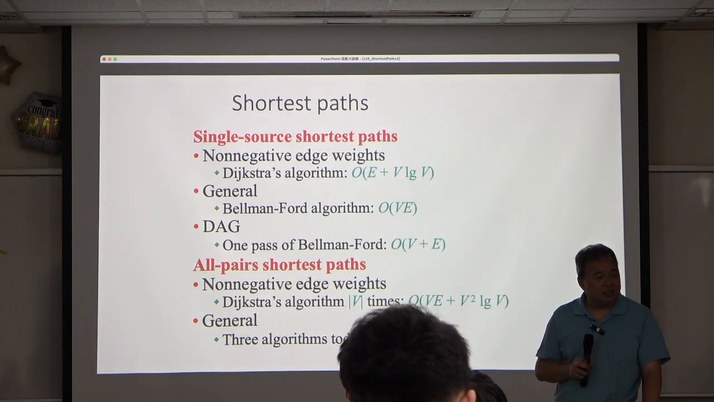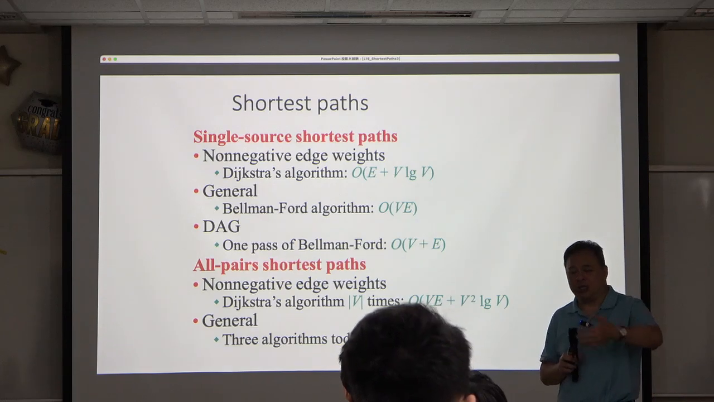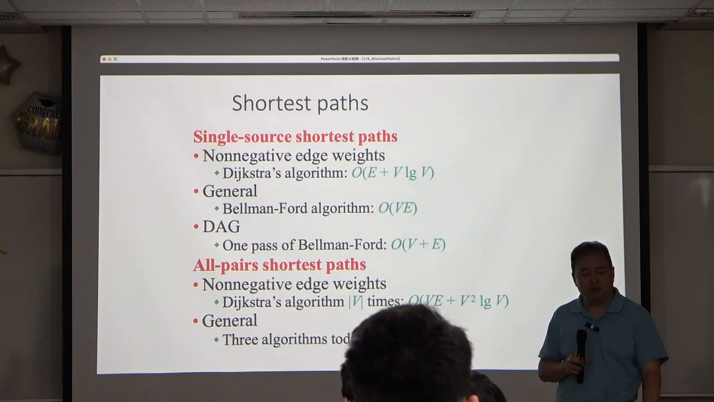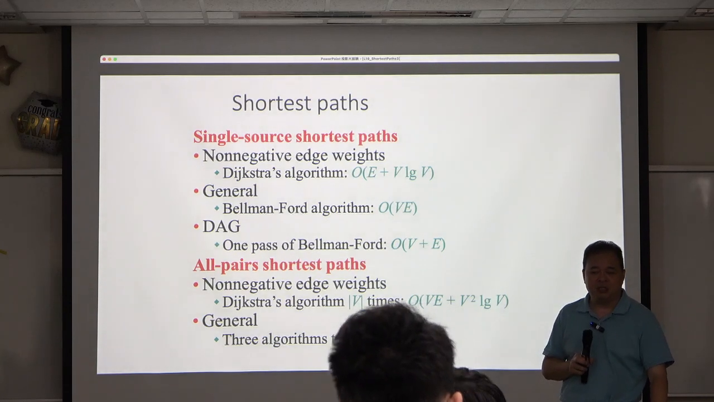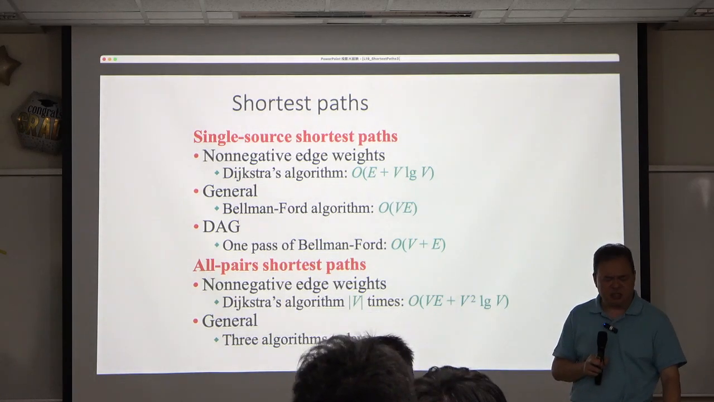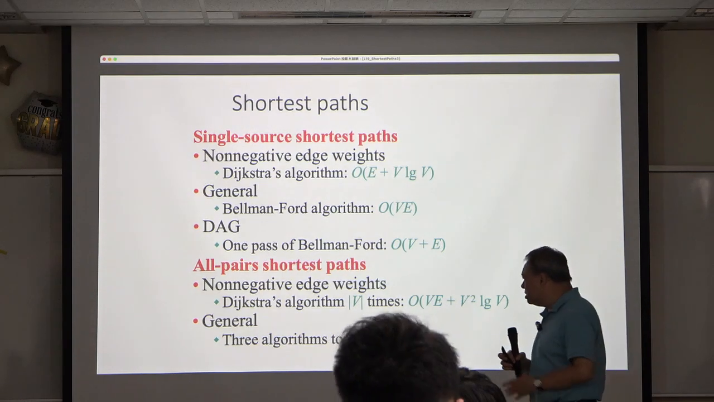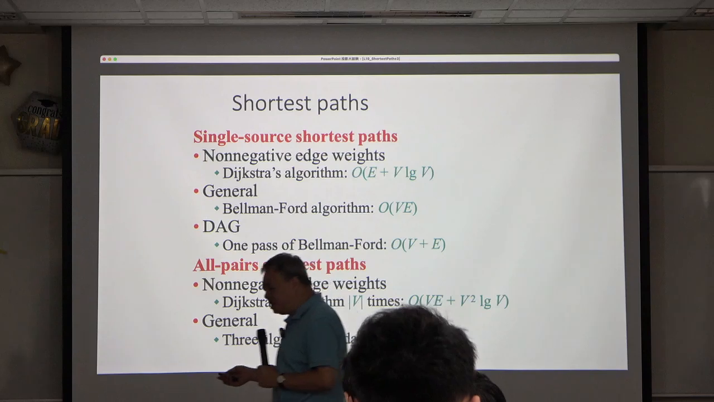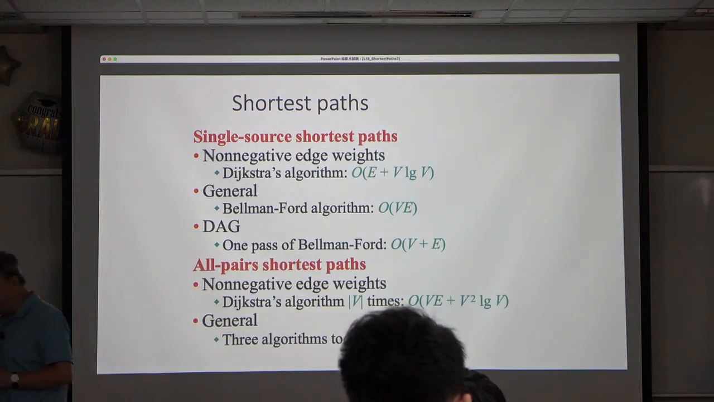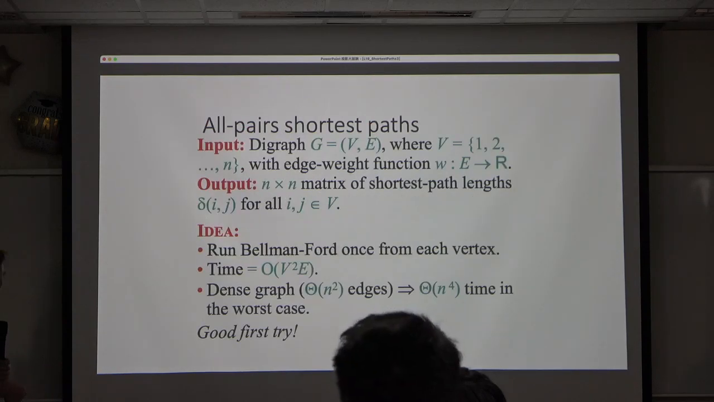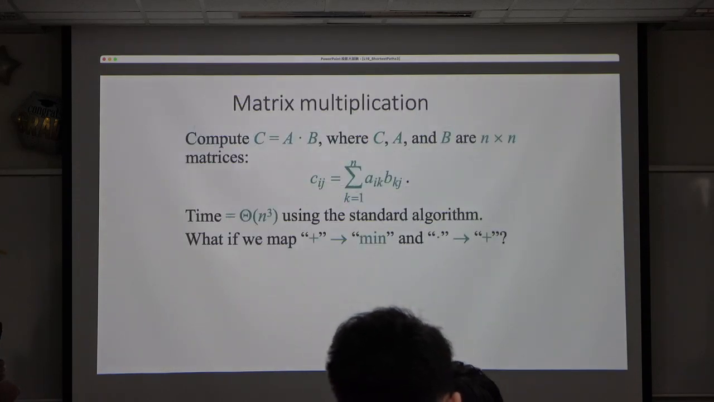It would be nice if we can run Dijkstra n times. That's a simple approach, and we can even get a smaller time complexity for that. So it is quite good, but the issue is the general case. Dijkstra doesn't work for negative weight edges, right? So how do we do it?